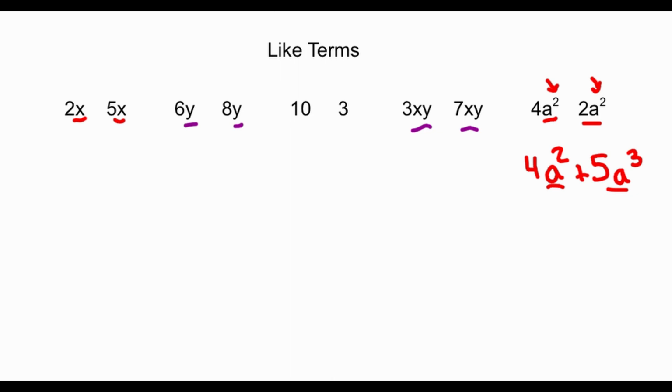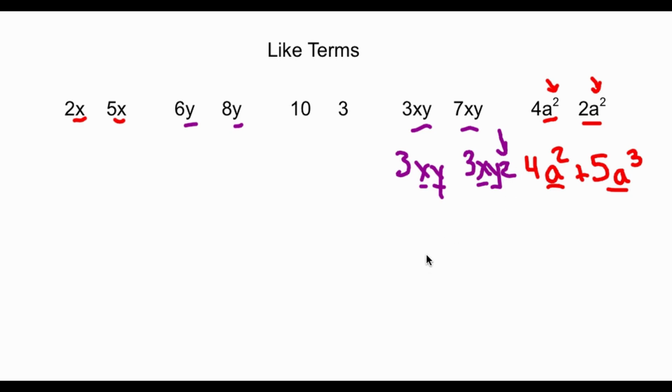Similarly, if I have a term like 3xy and I had another term like 3xyz, even though these two are identical, because this one has an additional variable included in this term, these two are no longer like terms because of that extra z.